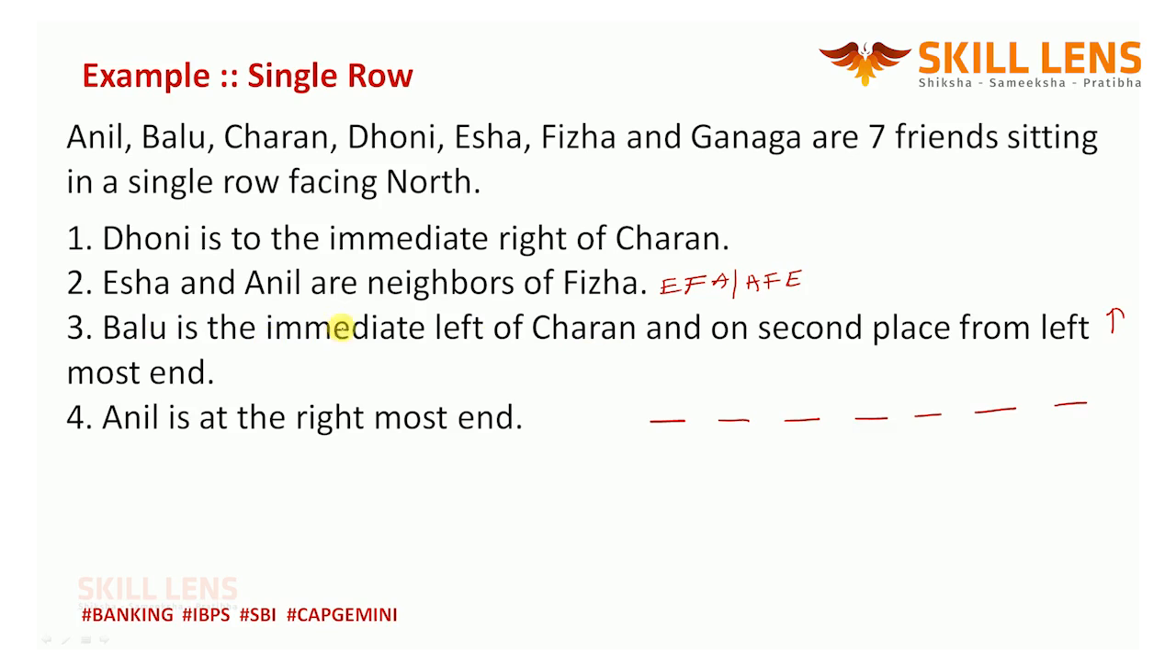B is to the immediate left of C and in second place from the leftmost end. Okay, B is to the immediate left of C. Are you observing? Immediate left of C. And on second place from the leftmost end. Okay, so this is also one learning point.